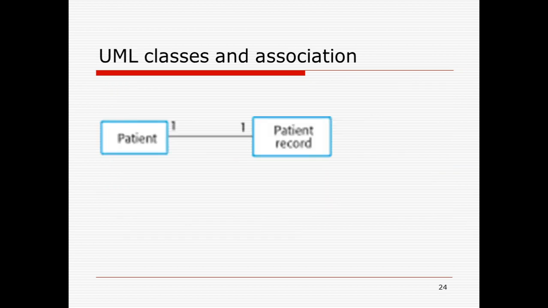So here is a simple example of an association between classes. One patient is related to one patient record. So this is one class, the patient class. Here is one patient record class, and this is an association between these two classes. One indicates the number of patients related to the other class. So here one means one patient is related to the patient record. So this represents the association between the two classes.